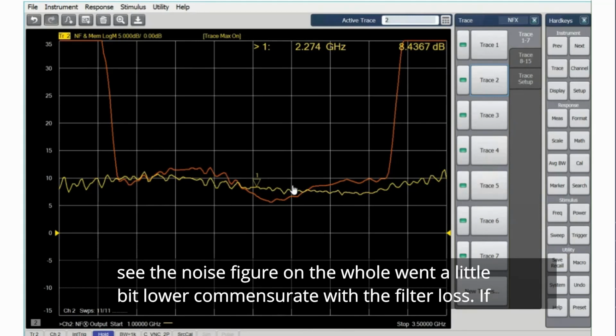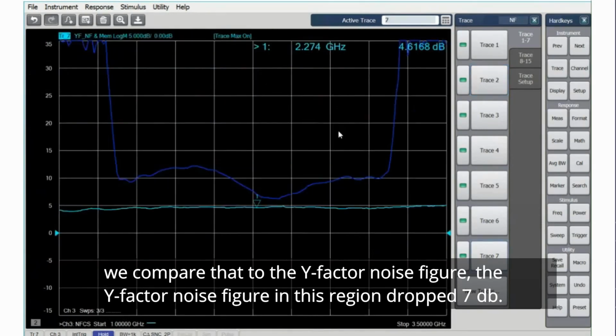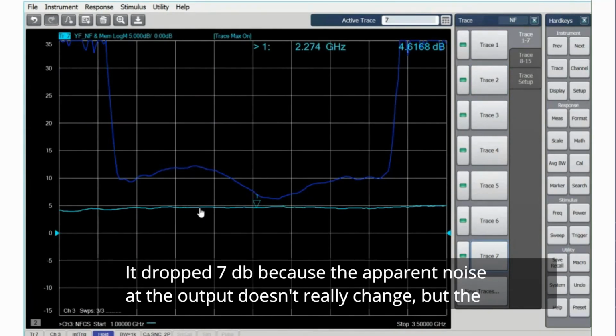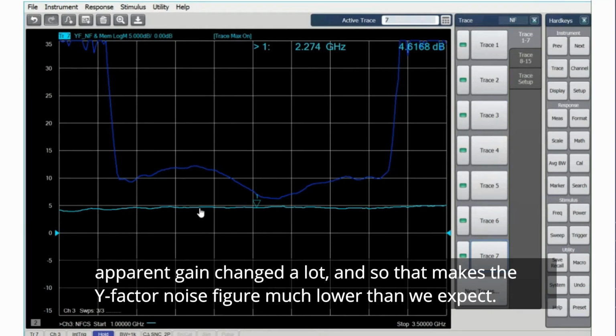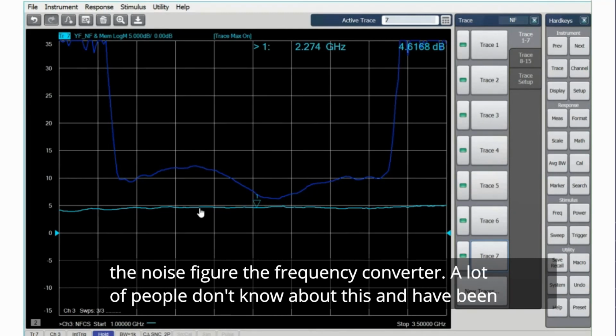If we compare that to the Y factor noise figure, the Y factor noise figure in this region dropped 7 dB. It dropped 7 dB because the apparent noise at the output doesn't really change, but the apparent gain changed a lot. And so that makes the Y factor noise figure much lower than we expect. This noise figure is not the correct noise figure for this frequency converter. It's much lower than the noise figure of the frequency converter.